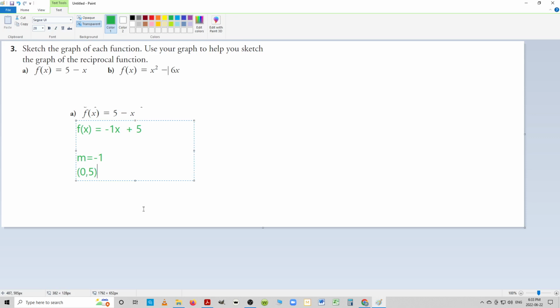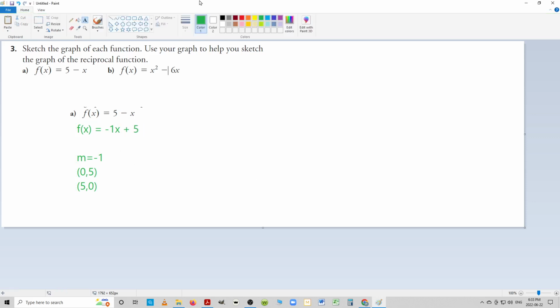And now I'm going to figure out where my x-intercept is, and that's when y is 0. So when does minus x plus 5 equal 0? I'm going to subtract 5 from both sides. I'm going to divide by minus 1. x is equal to 5, so that means I also have 5, 0 as my x-intercept. You can verify this by plugging in 5 for x up here. Minus 1 times 5 makes minus 5, plus 5 is 0.